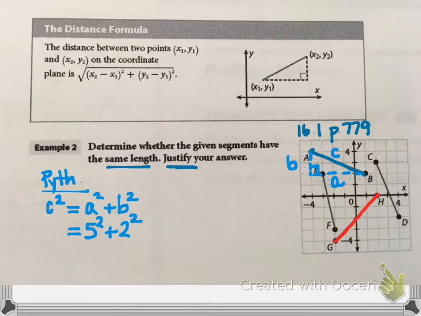Add them together. Now remember, the whole point of a video is you can pause and rewind if you need to, one time, ten times, a million times. If you're not sure where these numbers are coming from, pause, rewind, go back again. All right, so 5 squared is 25. 2 squared is 4. 25 plus 4 is 29.